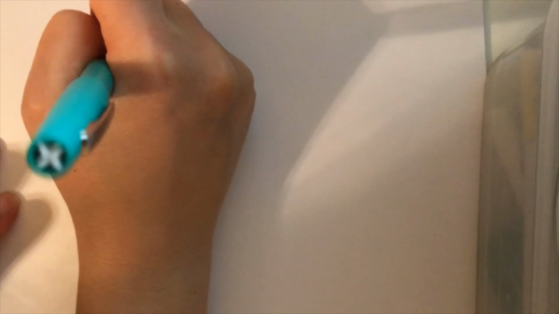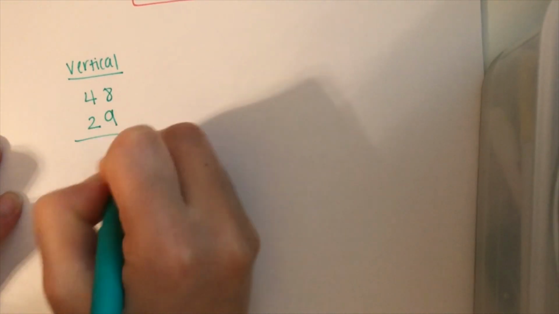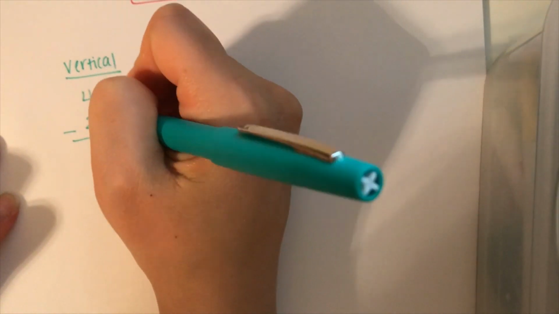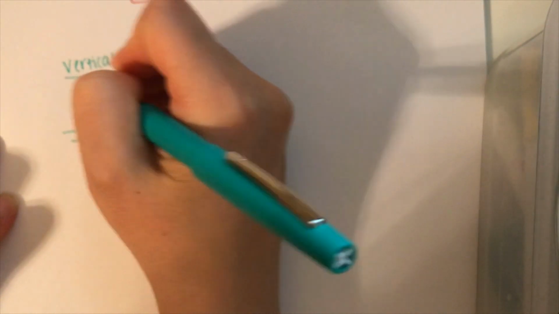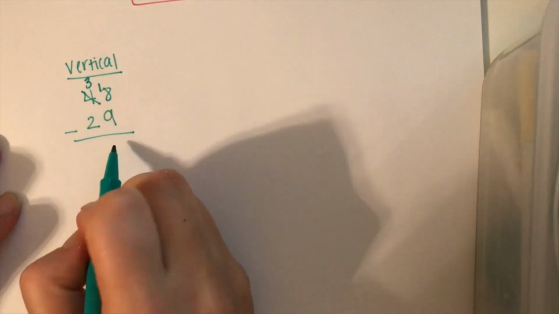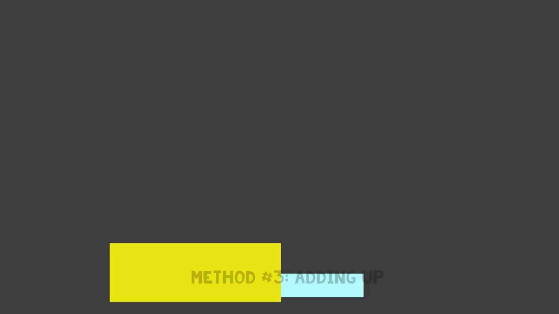In our second method, I'm just going to go very simply and do a vertical method. And we already know that it's 48 and 29. And you can just do it this way where you can't do that. So you go here, take that 4, make it into a 3. Now this is an 18. 18 minus 9 is 9. 3 minus 2 is 1. And it is going to be adding up.